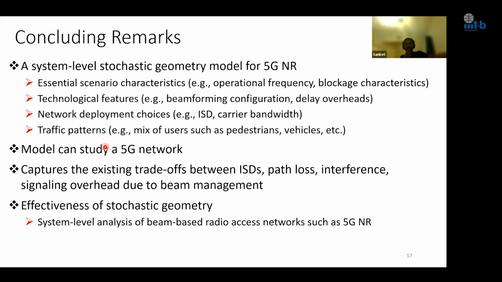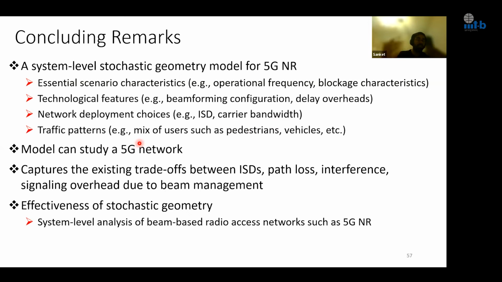Now to conclude this talk, I would like to give some summary. As we saw, essentially the system level analysis using stochastic geometry for 5G NR can cover a different spectrum of this beam management aspect. Essential scenario characteristics such as operational frequency, whether you're operating sub-6 or millimeter wave, and blockage characteristics, whether there is line of sight or non-line of sight communication. Also the technological features such as the beamforming configuration, meaning how many beams can be there, which also depends on the multiple antenna structure, signal processing characteristics, delay overheads due to mobility, beam selection and beam reselection, and network deployment choices: how dense the network can be, whether you are operating at sub-6 or millimeter wave, what the intersite distances should be, and what the carrier bandwidth should be because it affects the noise. Also the traffic pattern, whether the users are pedestrians or vehicles, or you are on a train or a bullet train or a flight, and so on.